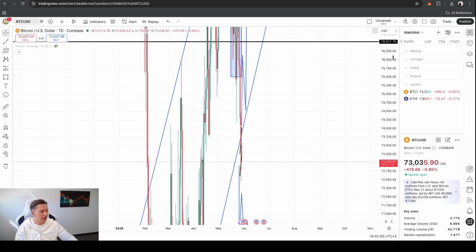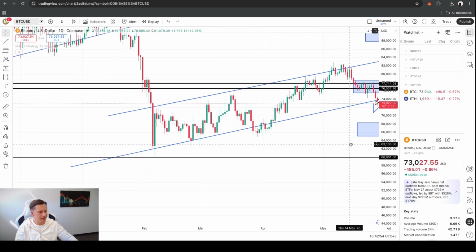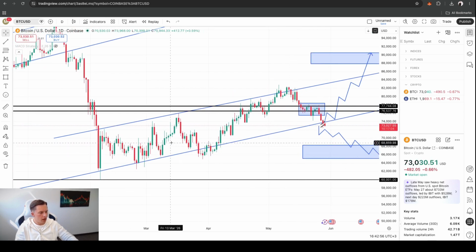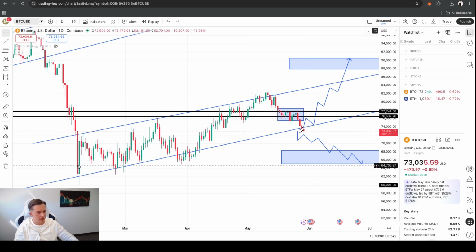Looking at the daily time frame, you can see that Bitcoin has been moving for quite a long time in this pattern. You can see that we have touches upon the support level. You can see the resistance level as well, here as well, here as well.